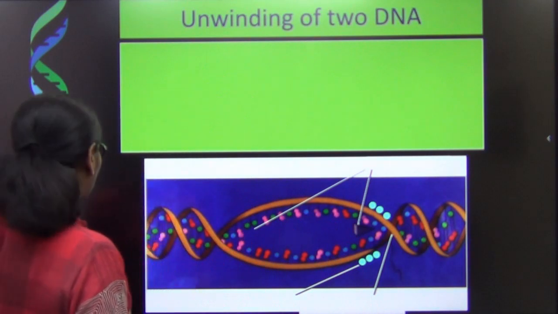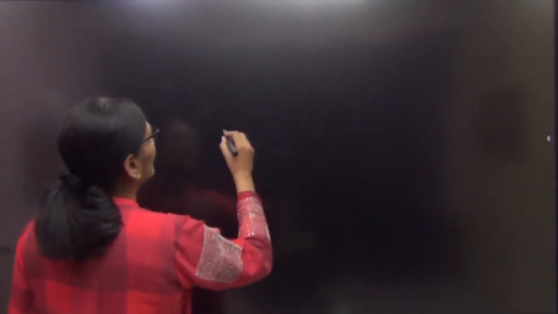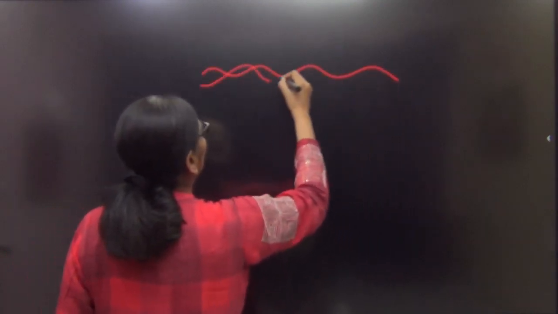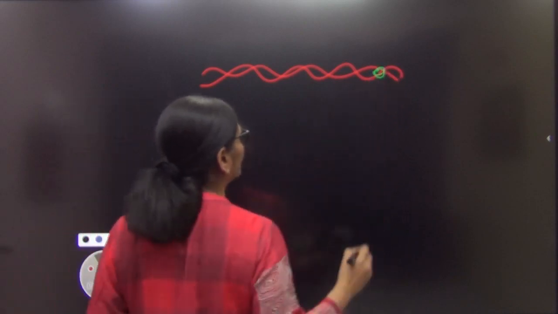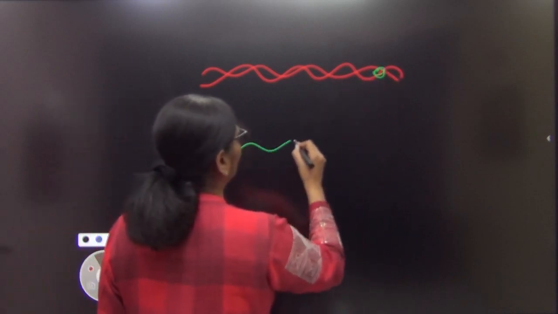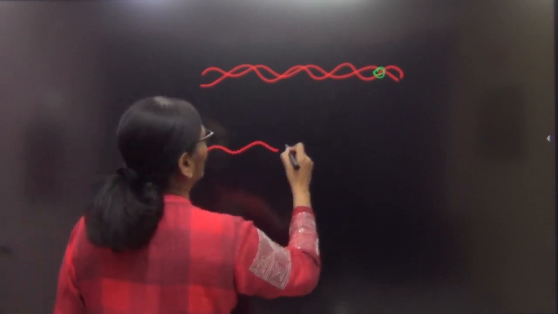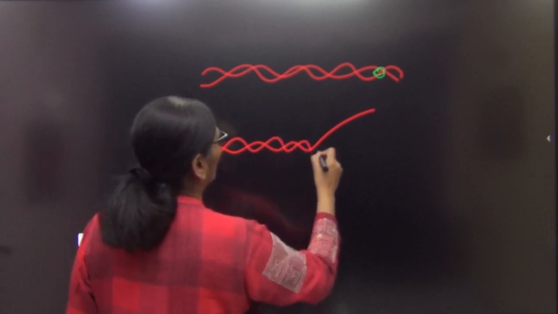What is happening is, I have my DNA. This is how my DNA looks. This DNA has a point of origin. This is called as OD, or the origin of replication. From this point, the DNA will open. Very good. The DNA will open like this.